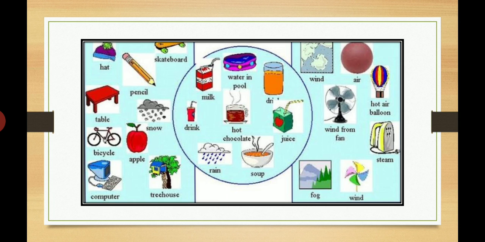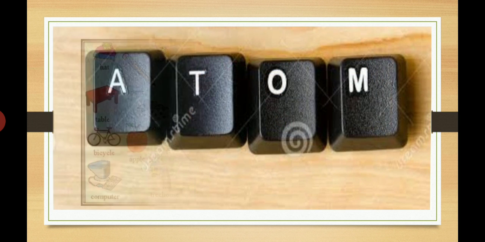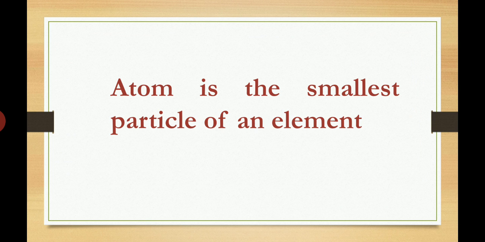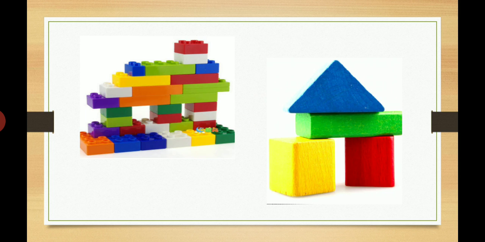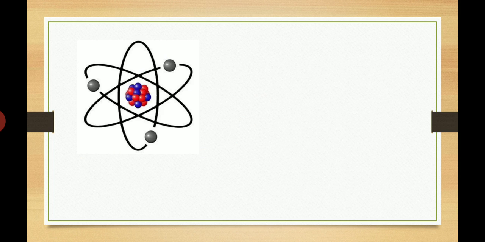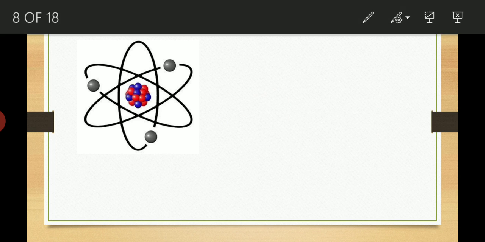And all matter is made up of elements. Now we will learn what an atom is. An atom is the smallest particle of an element. These atoms are the building blocks for everything in the universe. Let's see the structure of an atom. An atom has a dense center, which is known as the nucleus.